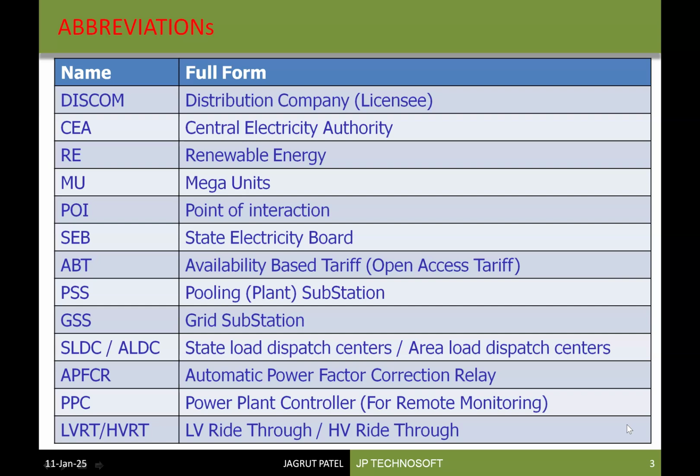So the different abbreviations we are using nowadays in the development of renewable sources are listed over here. The majority are very well known to everyone because we all are from the electrical discipline. But still a few jargons are there which are recently used, like LVRT, HVRT. Those who are directly connected with academics understand this. For industrial people like us, it's a little bit newer. So basically, we are dealing with the point of interconnection with the grid, ABT meters, grid substations, pooling substations. Those things are nowadays in common discussions in every project.